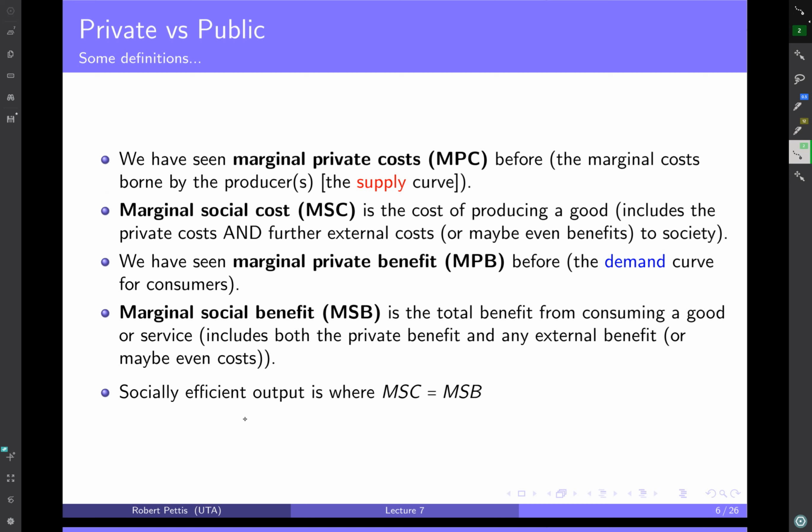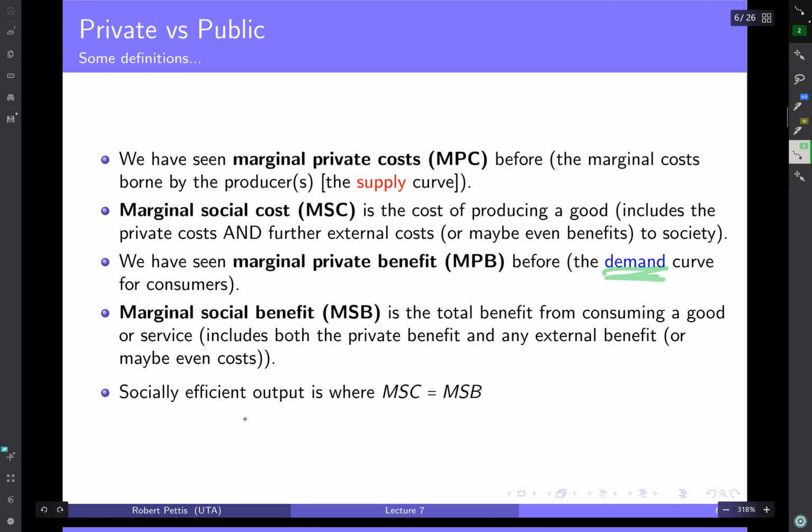So the firm has their own costs that they've got to worry about. That's the supply curve, the marginal private costs. But through this production of the good, the society may have a different cost. If we've got some sort of externality, then this marginal social cost may differ from the marginal private costs. So we want to make sure that we're differentiating this individual level marginal cost and the societal level marginal cost.